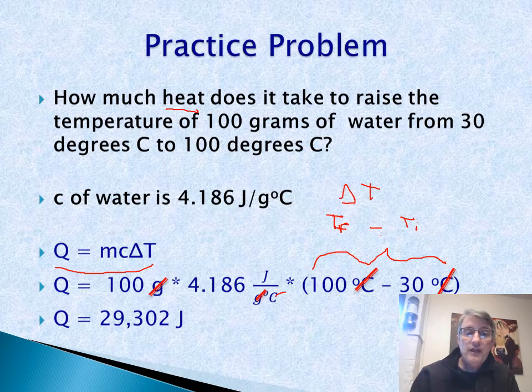This C is going to cancel out with those C's too. So that's our equation. It's also referred to as MCAT because sometimes this little delta looks like an A. So you can hear people refer to this as MCAT or MC delta T.